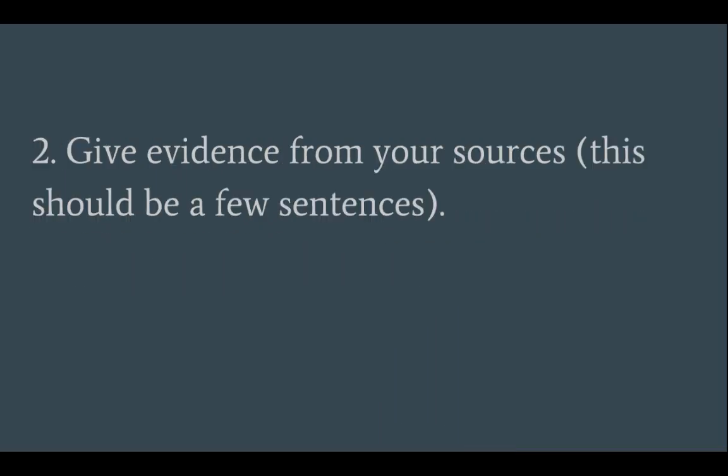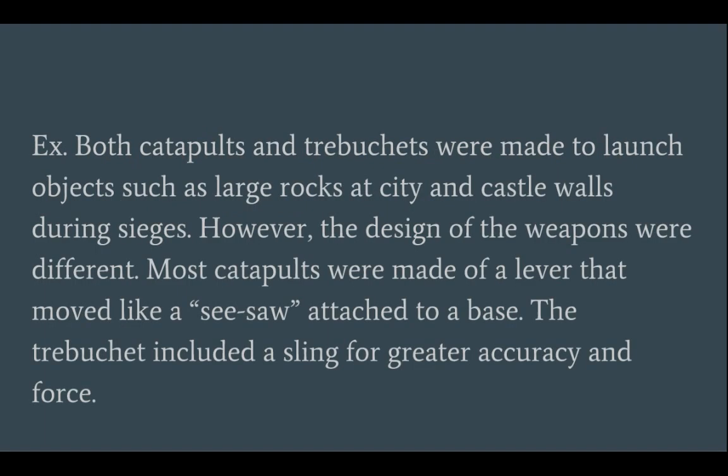Next, you're going to give evidence from your sources, and this will be a few sentences. So this is where your research comes in. For me, I said, both catapults and trebuchets were made to launch objects such as large rocks at city walls and castle walls during sieges. However, the design of the weapons were different. Most catapults were made of a lever that moved like a seesaw attached to a base. The trebuchet included a sling for greater accuracy and force. See, a lot of information there.